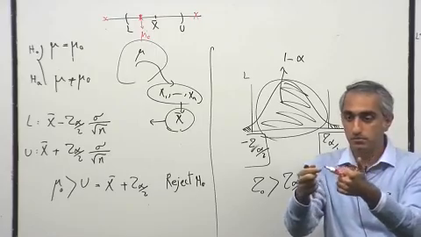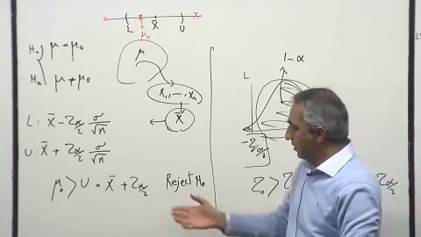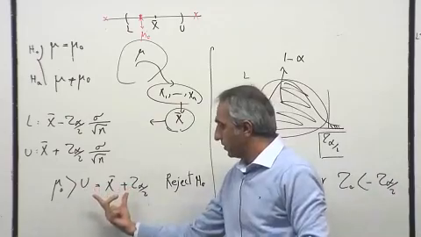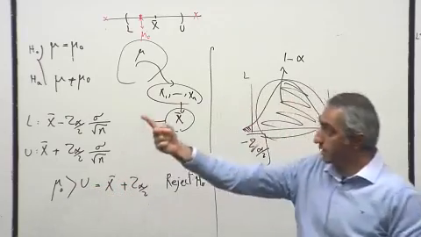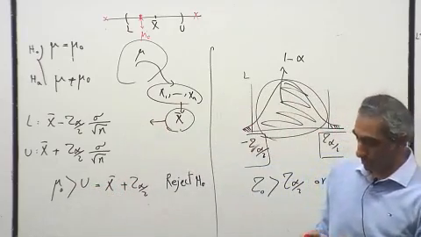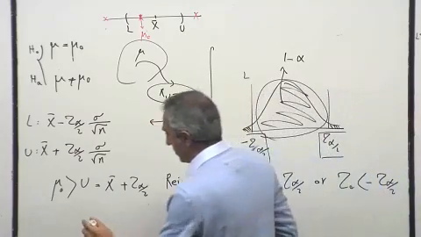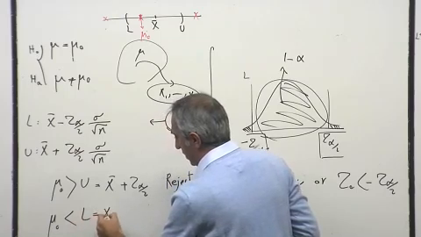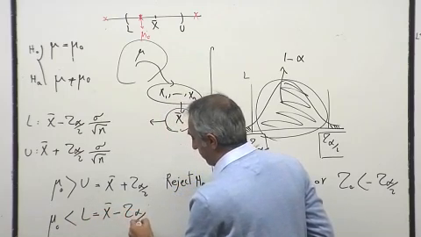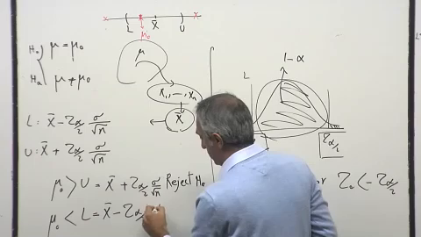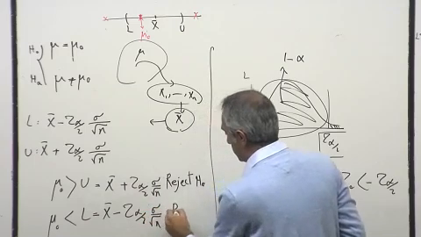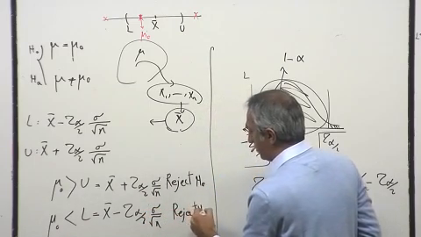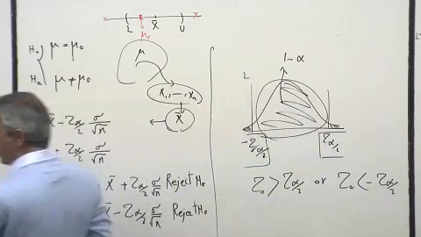Any questions? Okay. Now, I want to show you how we can go from this to that criteria, critical values or rejection regions. It's actually very simple. The other one is mu 0 less than L, which is X bar minus Z alpha over 2 sigma. This is basically reject H naught. I continue up here.